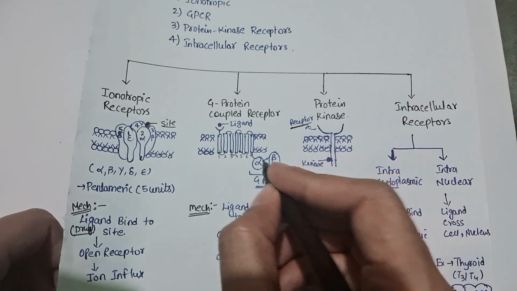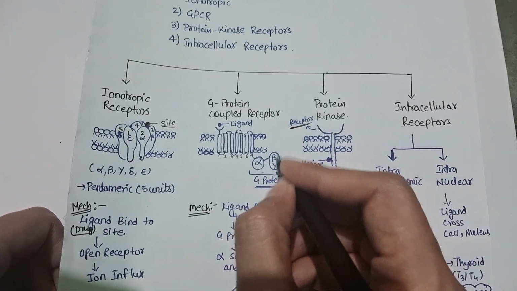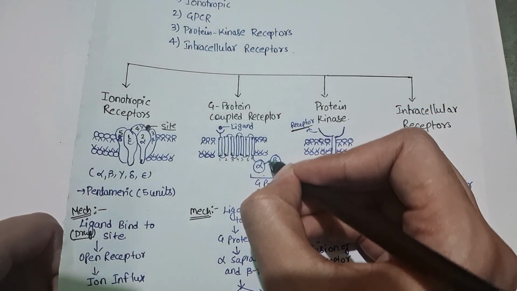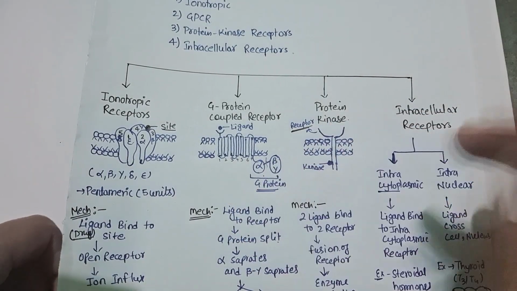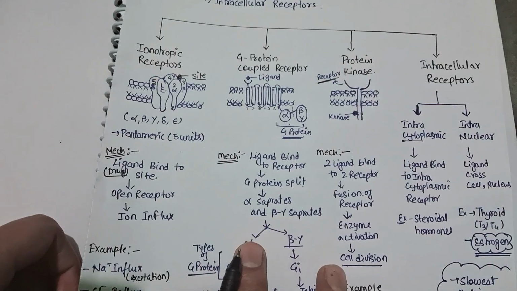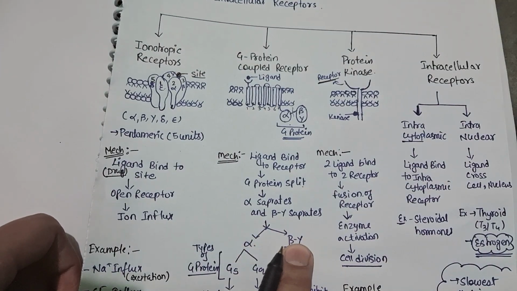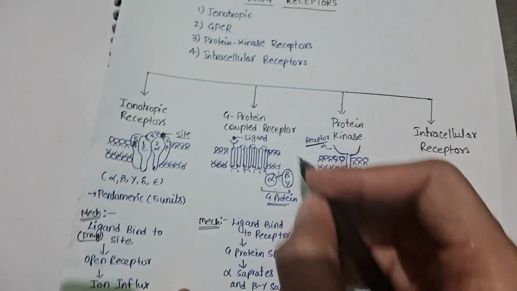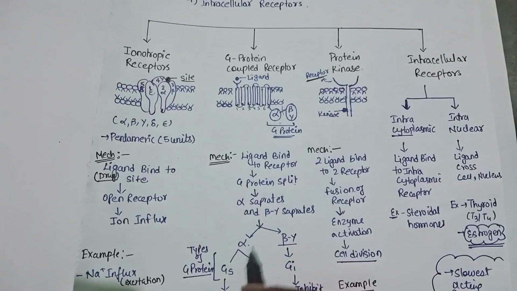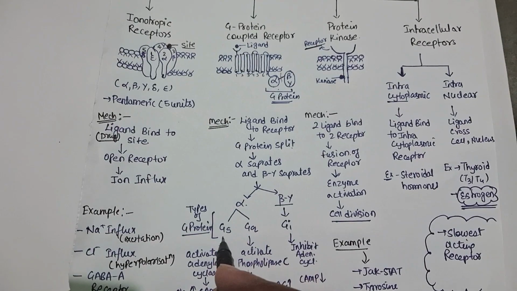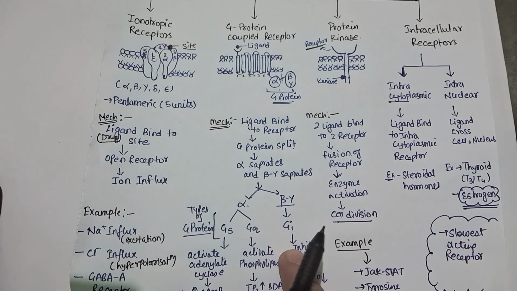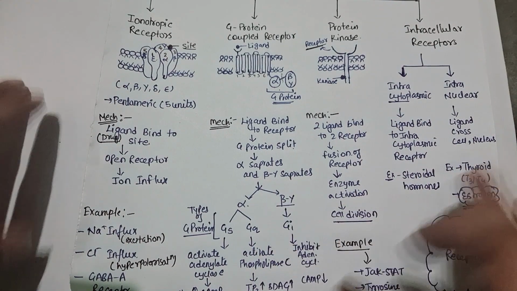I have mentioned alpha and beta gamma together because when the signal comes here, the alpha-beta bond breaks, and one unit becomes alpha and another unit becomes beta gamma. Focus on why I have mentioned two subunits here: when the alpha subunit breaks, it creates Gs and Gq type G proteins. And when the beta gamma subunit forms, it creates the Gi type of protein.